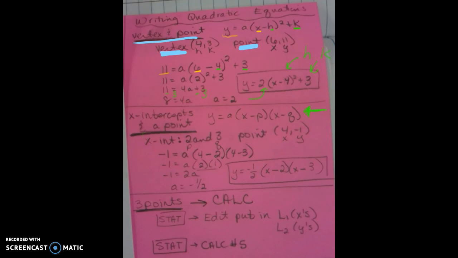And so my y is -1, so it's -1 equals a, because I don't know what a is. My x is 4 minus my p, and then my x is 4 minus my q. I do my operations. 4 minus 2 gives me 2. 4 minus 3 is 1, and 2 times 1 is 2. So then I divide both sides by 2, and I get -1/2. And then I also plug in my p and my q.